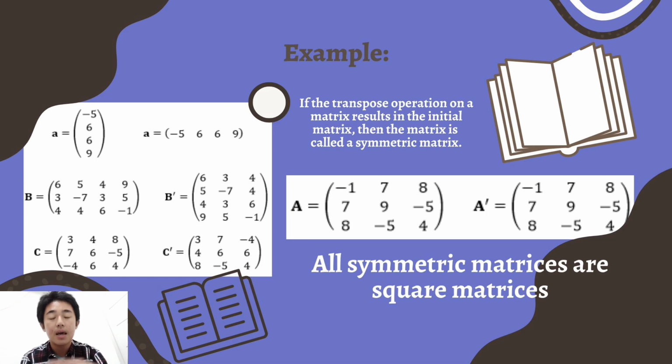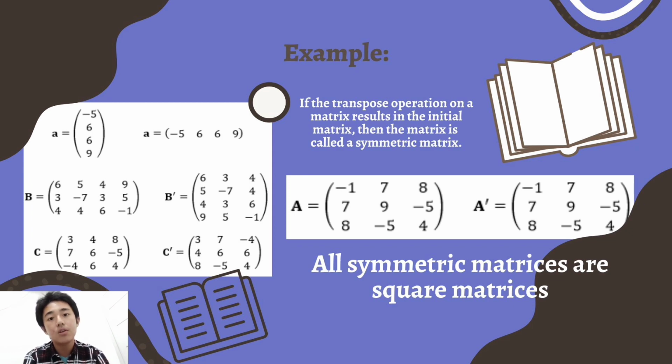Okay? And the other example for you, there's C matrix that has 3 rows and 3 columns. So it is 3, 4, 8, 7, 6, negative 5, negative 4, 6, 4. So the first row is 3, 4, 8. The second row is 7, 6, negative 5. The third row is negative 4, 6, and 4. When we transpose it, we're going to look at the first column. We move it, and it becomes the first row.